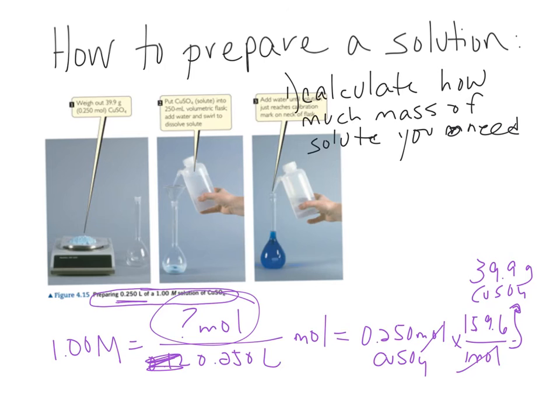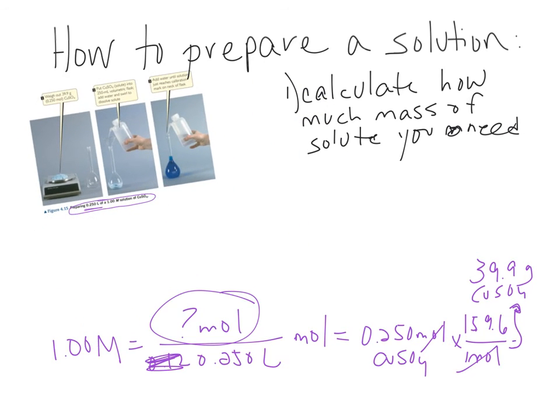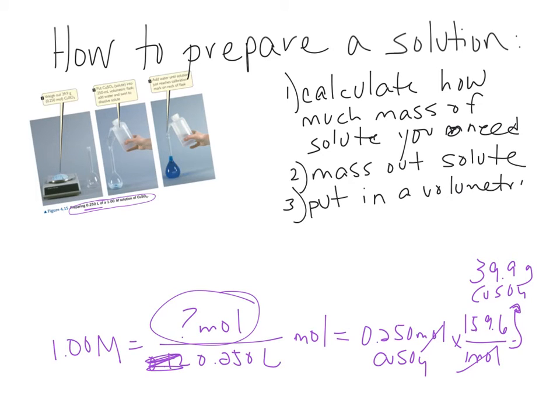So we'll write that down as the next step. After you calculate, the second step is to mass out your solute. Your third step would be to put it in a volumetric flask.